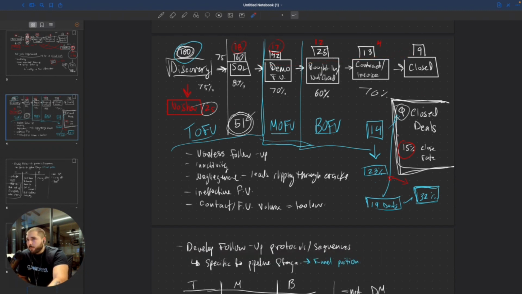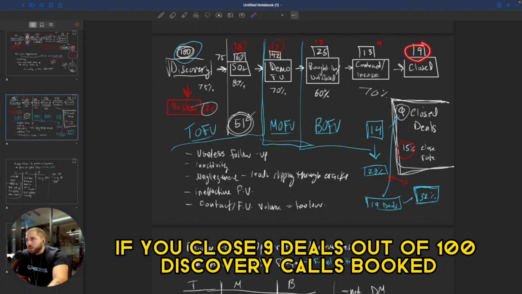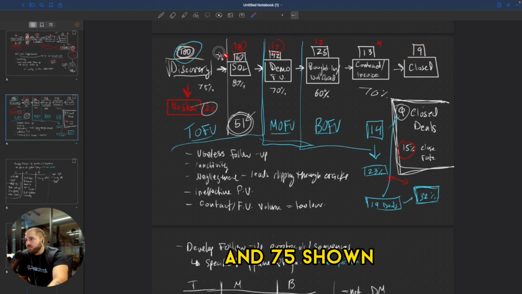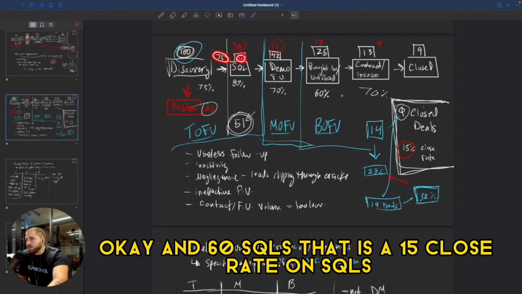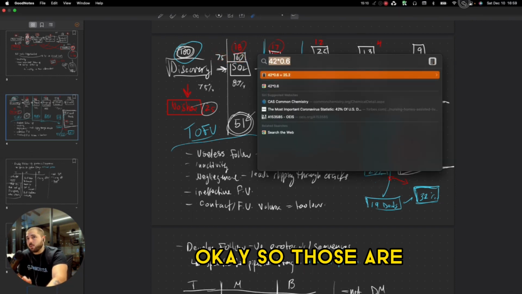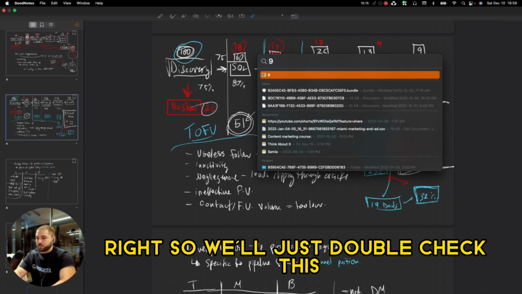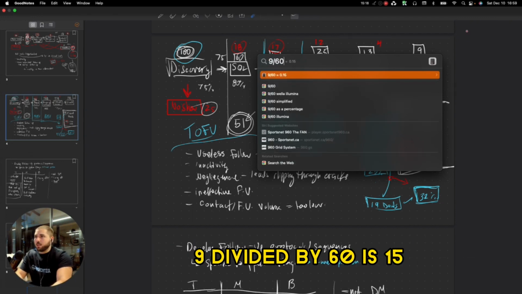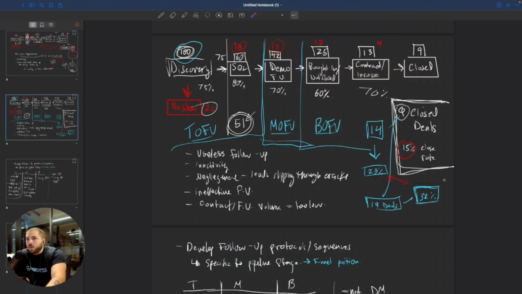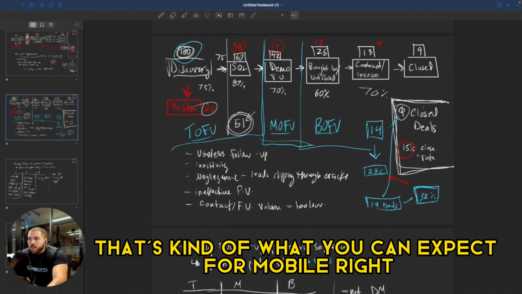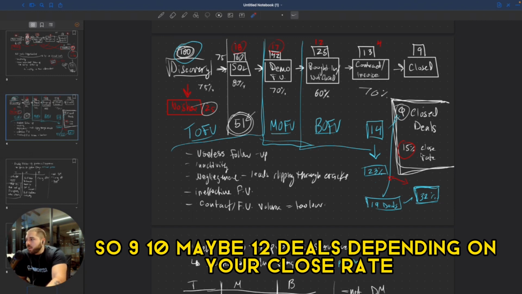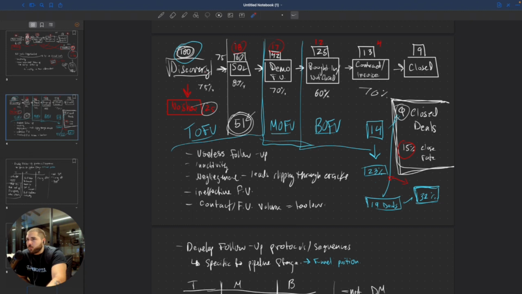So if you close 9 deals out of 100 discovery calls booked, 75 shown, and 60 SQLs, that is a 15% close rate on SQLs. Those are sales qualified leads. Let's double check this: 9 divided by 60 is 15%. That's what you can expect from outbound. So 9, 10, maybe 12 deals, depending on your close rate, but that will be pretty average.